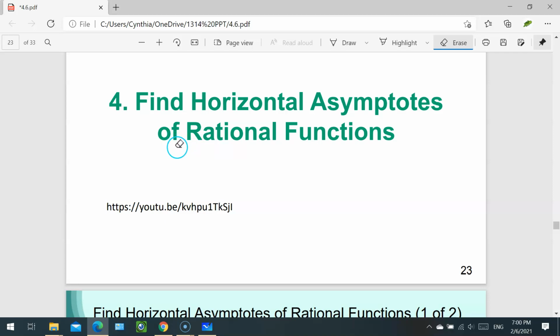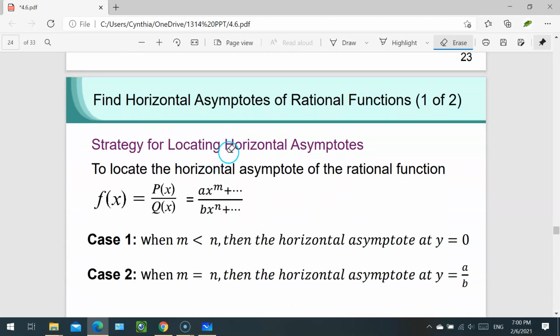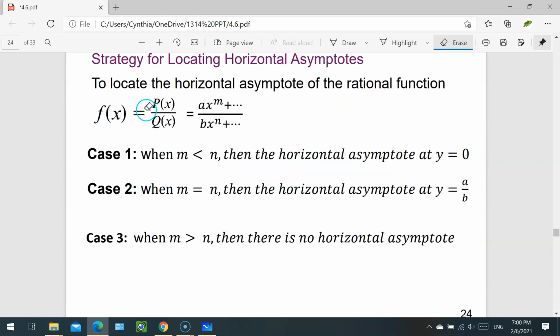Now we move to finding the horizontal asymptote. To find the horizontal asymptote, we need to compare the highest degree power on the top and on the bottom. So function f of x is p over q, and I rewrite it as a times x to the power m plus ... over b times x to the power n plus ... So the m and the n represent the highest degree power term of your polynomial function.